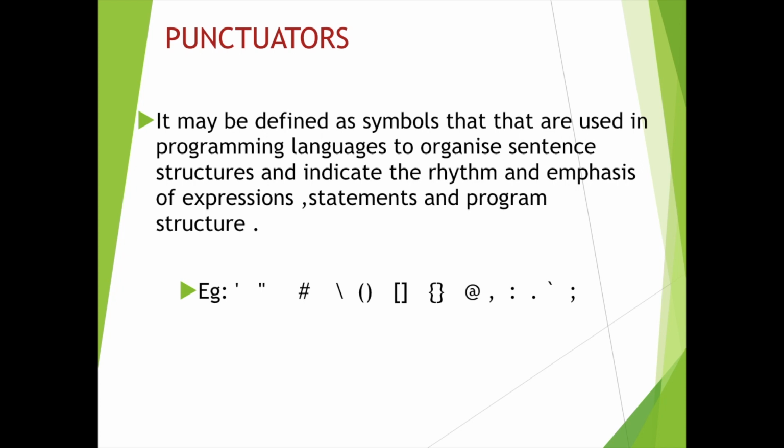Here are some examples. Single quotes and double quotes are used in case of strings. Hash is used for comments. Then backslash is used, as you have just seen, in case of slash n, or in case of multi-line strings. Then parentheses are used in case of functions. Square brackets are used in case of lists, and curly brackets are used in case of dictionaries. At the rate is used for tagging something, and comma and colon are also used for various purposes. Now you just need to know the definition of punctuators and certain examples.